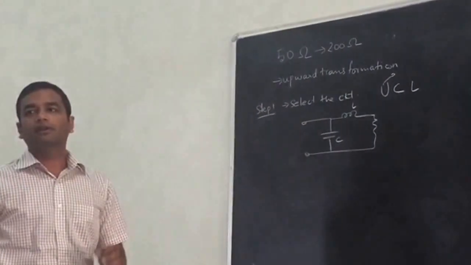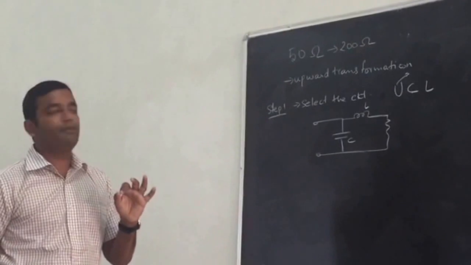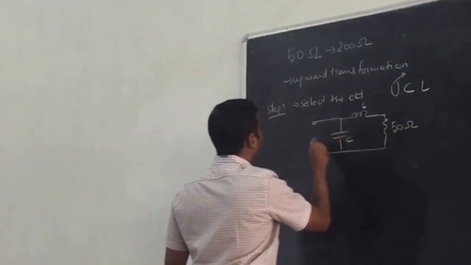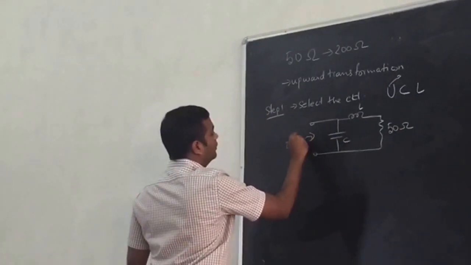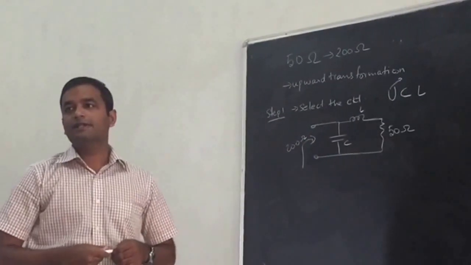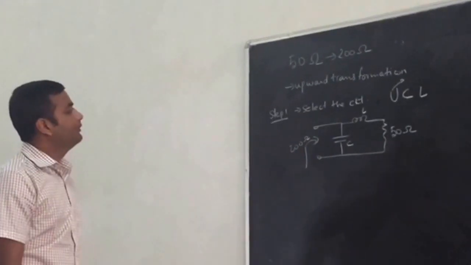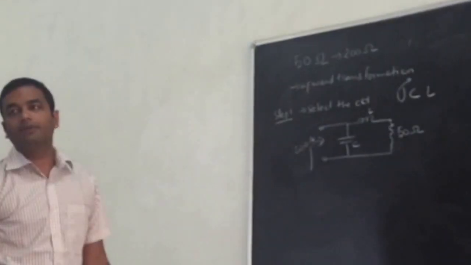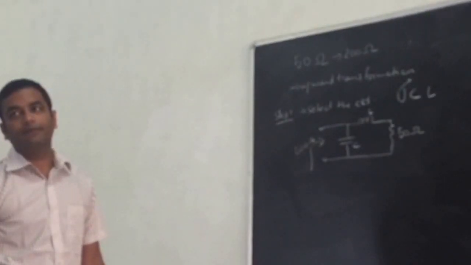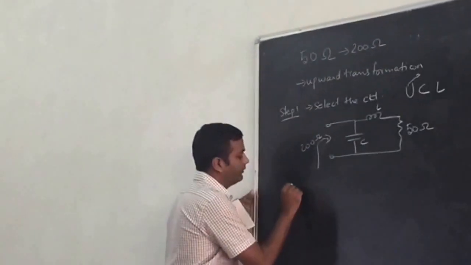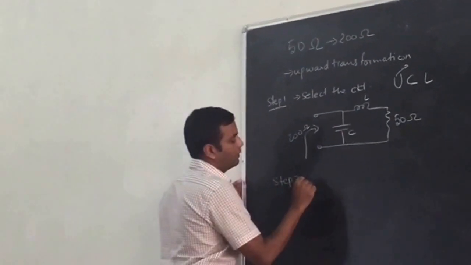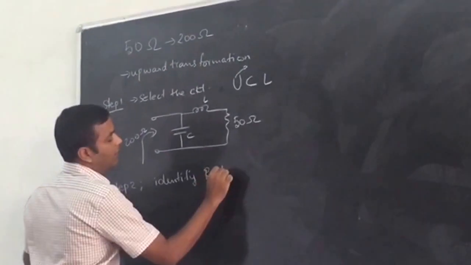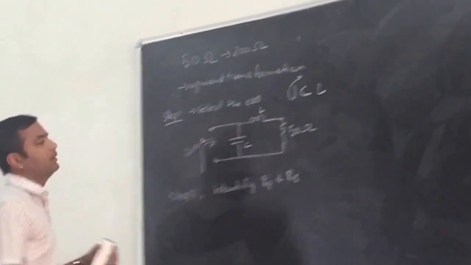The second step is, listen here, pay a lot of attention. This is 50 ohms and this is 200 ohms. Now tell me, which is in series, which is in parallel? Which is RS and which is RP? Okay, I'll just write down. Step 2 is identify RP and RS.